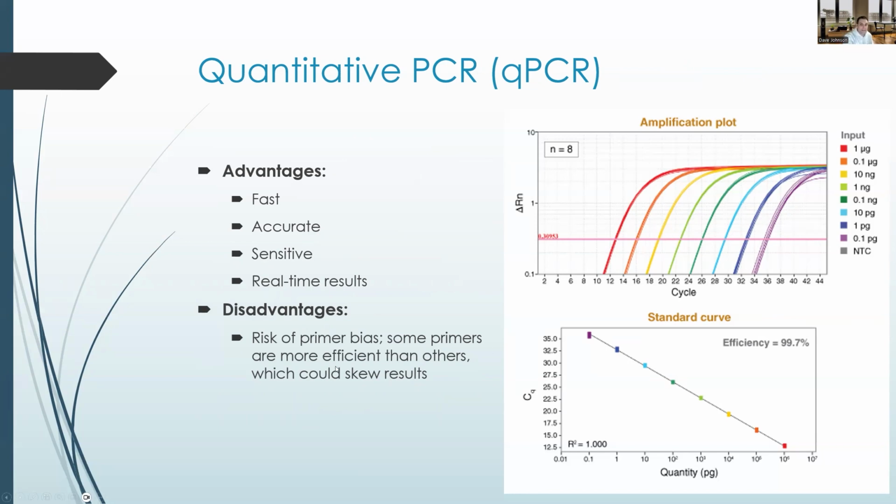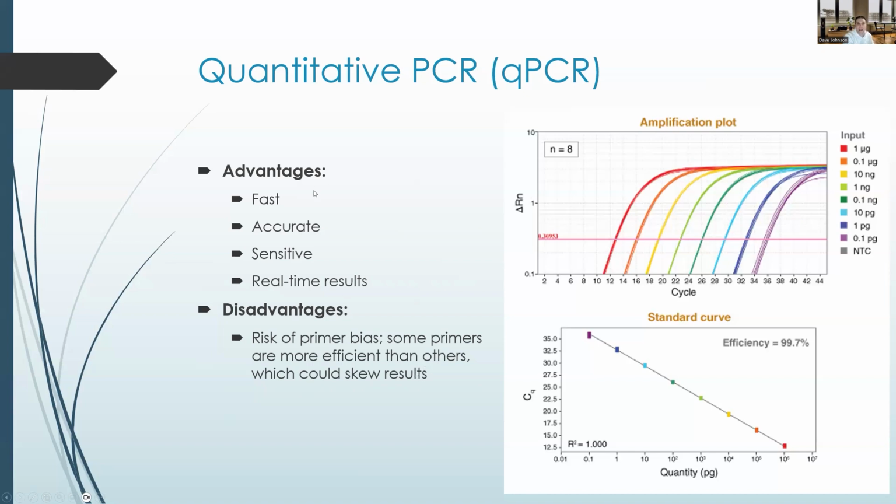Downside, there is some risk of primer bias. So remember that the efficiency of PCR is not just related to how much is there. It depends on how good your primers are. So if you have poor primers, you might get better results in some samples than others. And we call this primer bias because it can skew your results. So we want to be a little bit careful of that.